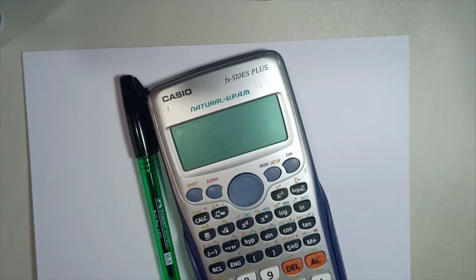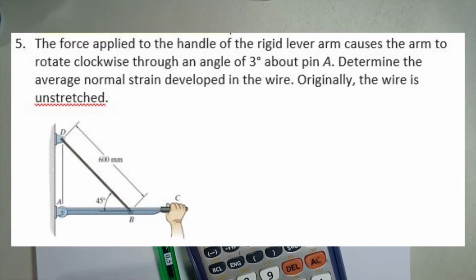So the problem: the force applied to the handle of the rigid lever arm causes the arm to rotate clockwise through an angle of 3 degrees about pin A. Determine the average normal strain developed in the wire. Originally, the wire is unstretched.